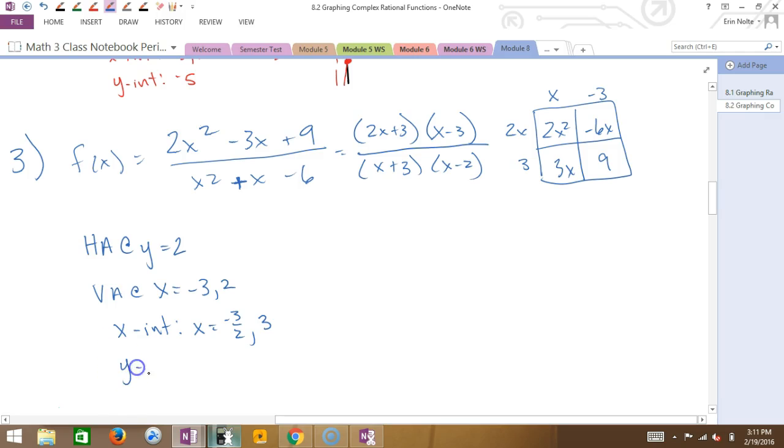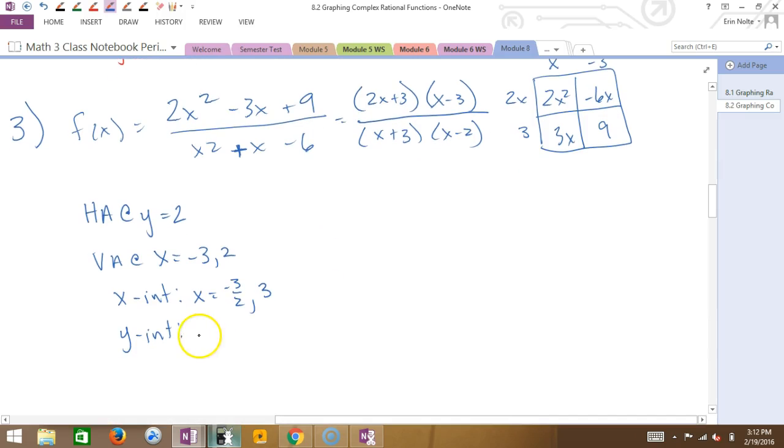Okay, y-intercept. Let's see if we can do this one mentally. Put 0 into the x's. My opinion, go back to standard form, because if you put 0, those two go away. On the top you have 9. On the bottom you have -6, so it's 9 over -6, reduced to -3/2. So y equals -3/2.